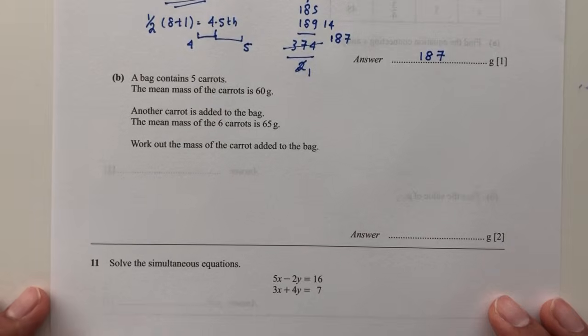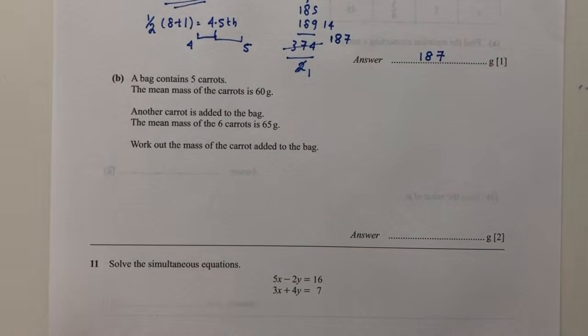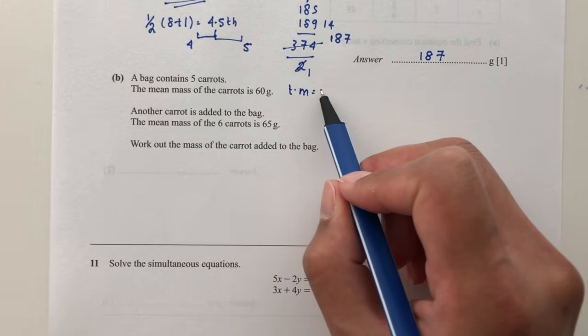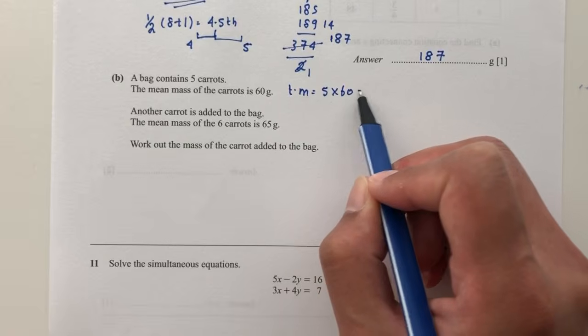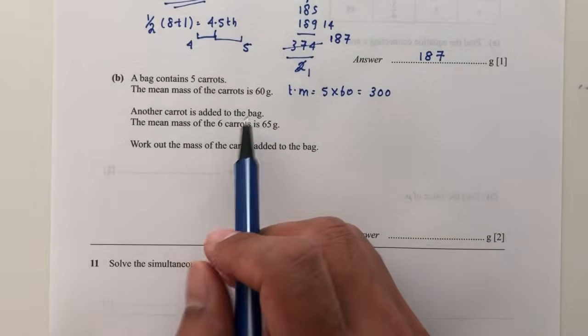Now for part B, a bag contains 5 carrots. The mean mass of the carrots is 60 grams. So what is the total mass? So we know total mass will be 5 times 60. That will be 300. Now it says another carrot is added to the bag.